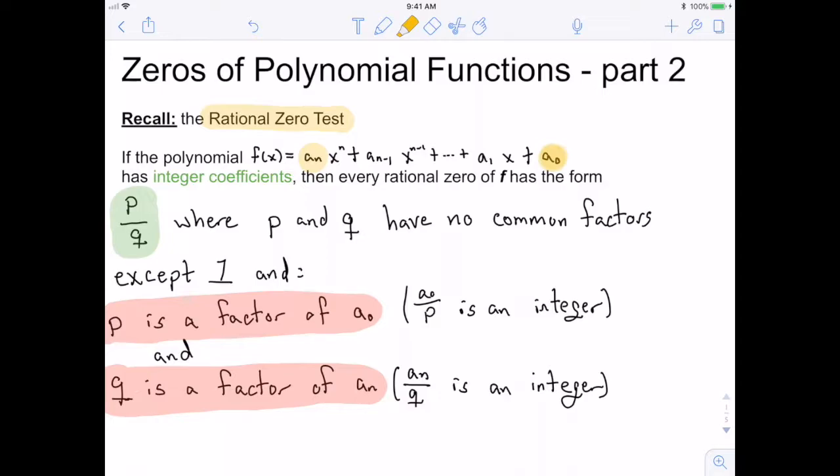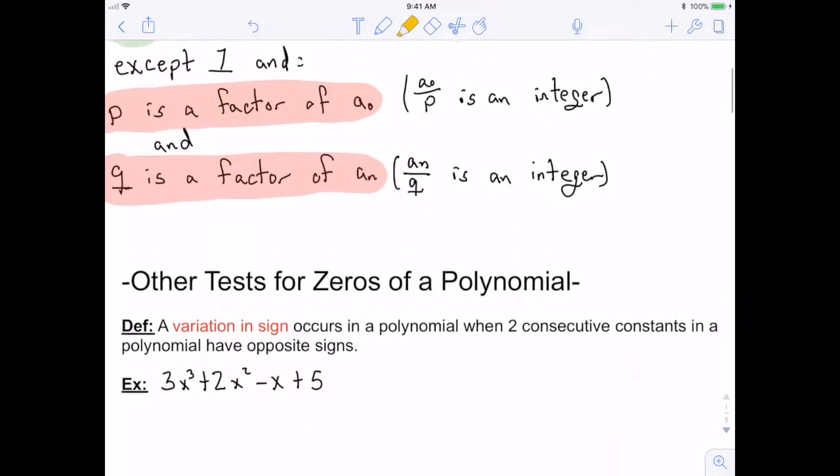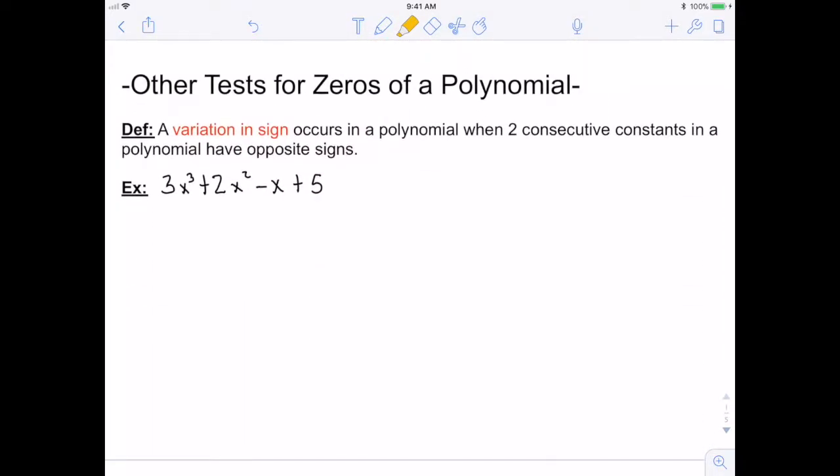And we saw a couple examples of this, and we saw that in general we'll have a lot of factors to check. For every number we get the positive and the negative, and we have to look at a lot of fractions, and it's pretty terrible without any further help. So let's try to narrow down our field of search. And we'll do that by finding some other tests for zeros of a polynomial.